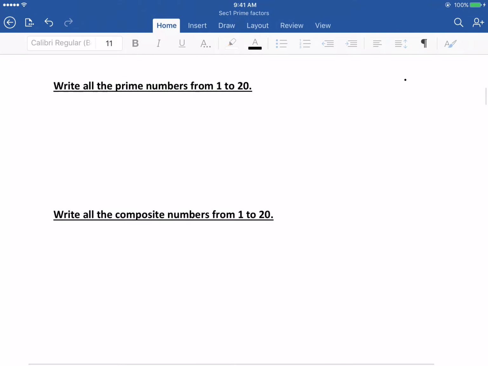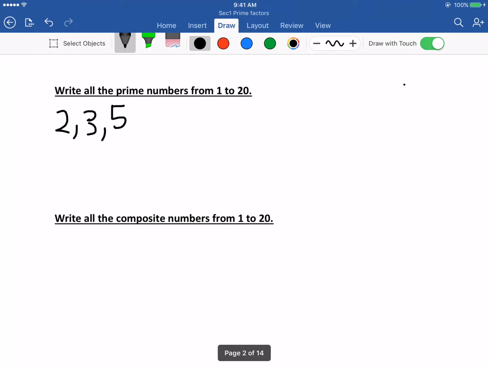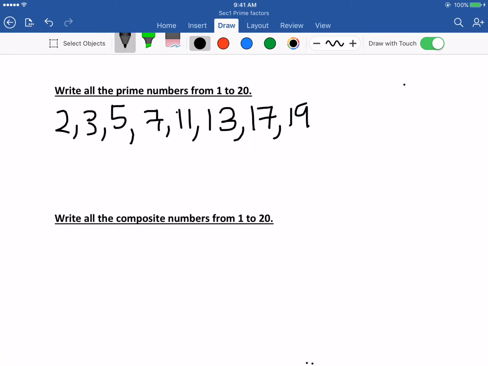Okay, for this one, write down all the prime numbers up to 20. What's the smallest prime number? The smallest prime number is 2, followed by 3, 5, 7, 11, 13, then 14 isn't, 15 isn't, 17. Last but not least, 19. These are all the prime numbers from 1 to 20.